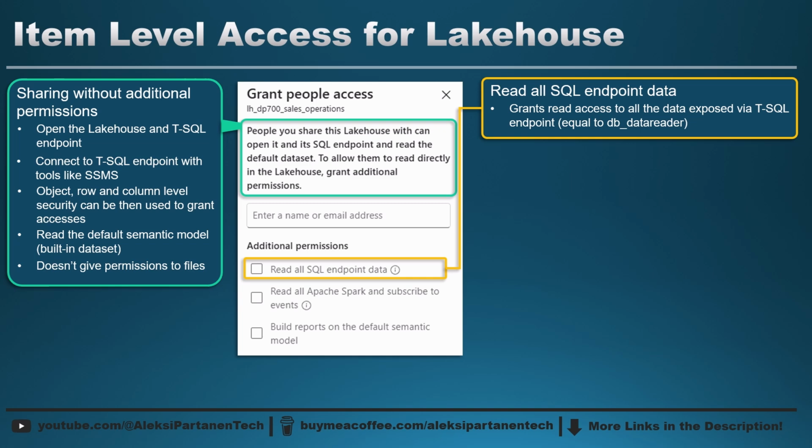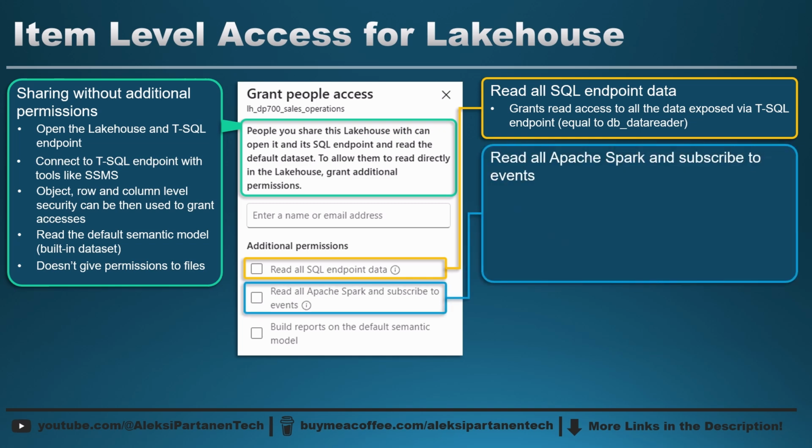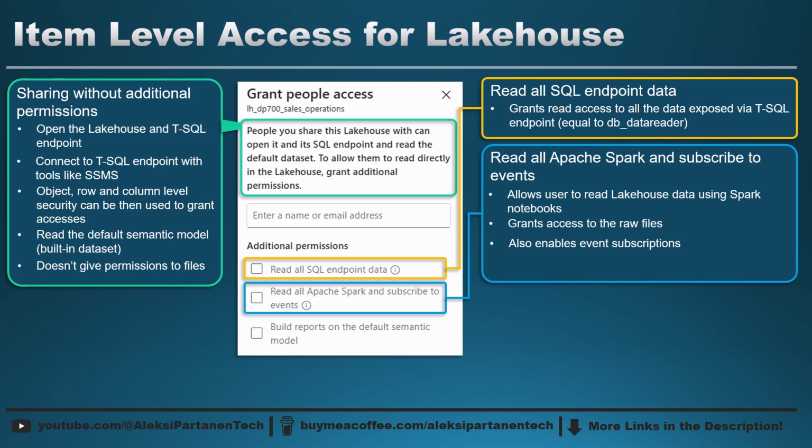Second, we have read all Apache Spark and subscribe to events. This allows the user to work with Spark notebooks and jobs and access raw files in the lakehouse. It also enables event subscriptions from this lakehouse, for example, if you'd like to build event triggers based on this lakehouse, like file arrivals, etc. Also, a very important thing to highlight here is that this access is needed if you'd like to shortcut the data in this lakehouse to another lakehouse in Fabric.